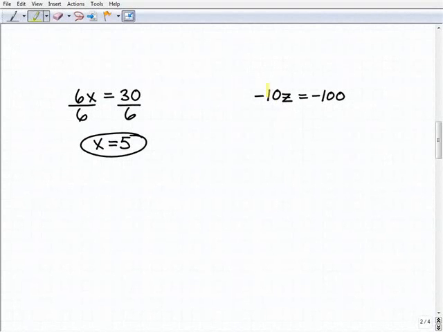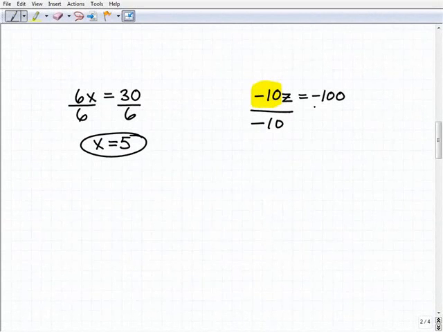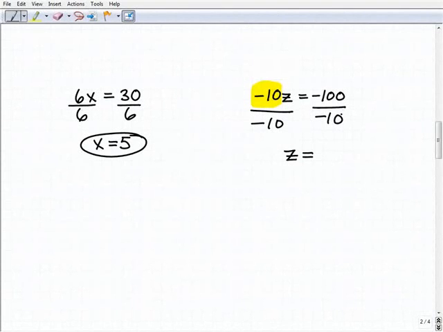So once again, I'm going to divide both sides of the equation by negative 10, not just 10. Okay. And notice I'm always showing my work, and that's what you want to do. So negative 10 divided by negative 10 is a positive 1, or that's just going to be 1z, or z, equals a negative 100 divided by a negative 10, and that is a positive 10.